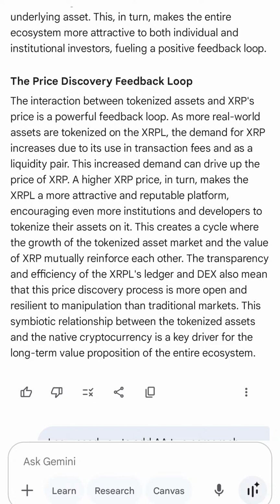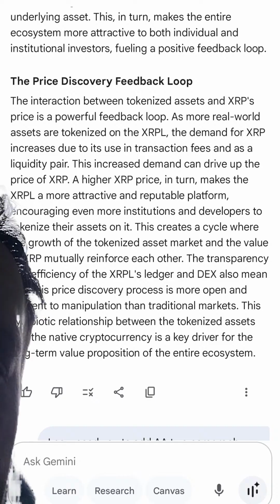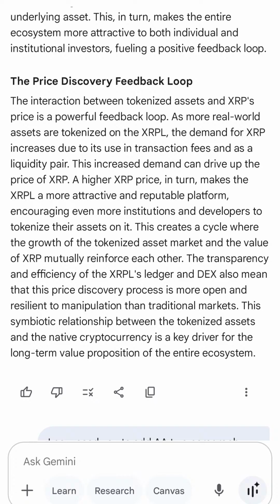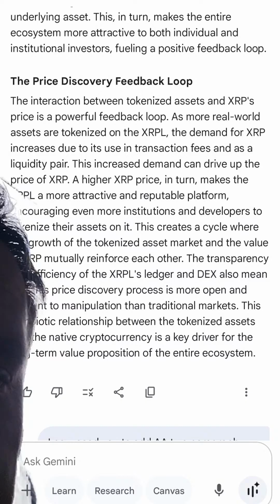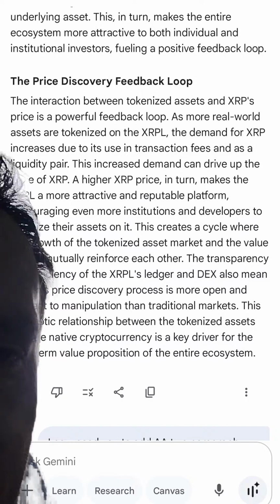Check this one out. The interaction between tokenized assets and XRP's price is a powerful feedback loop. As more real world assets are tokenized on the XRPL, the demand for XRP increases due to its use in transaction fees and as a liquidity pair. This increased demand can drive up the price.